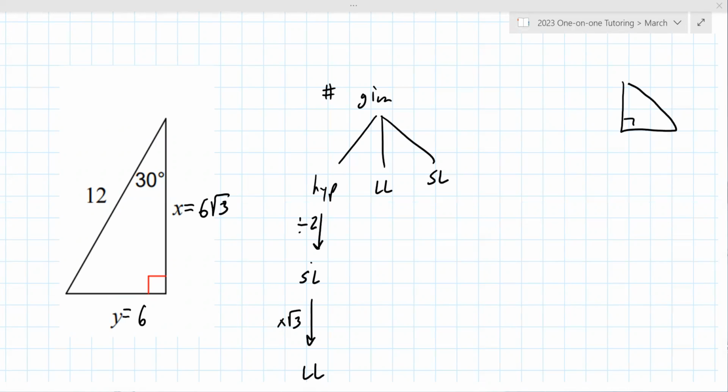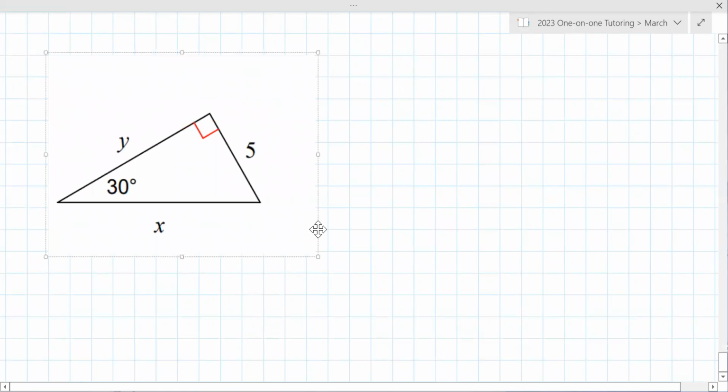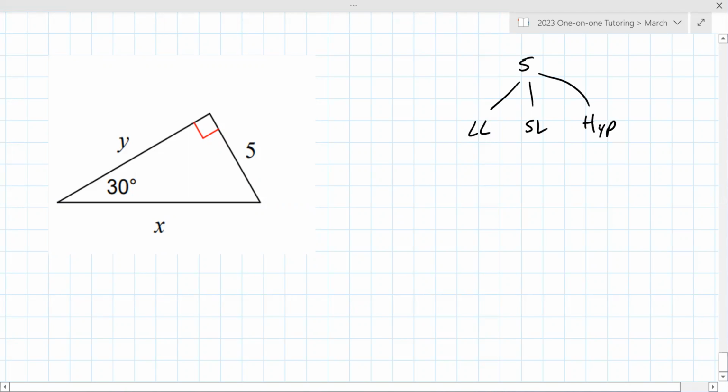All right, yeah. So if you're doing long leg, again, you have to decide whether the five is the long leg, short leg, or hypotenuse. I know x is the hypotenuse, y is the long leg, five is the short leg. Why is five the short leg? Don't say it's because it's the shortest leg. It's not that.